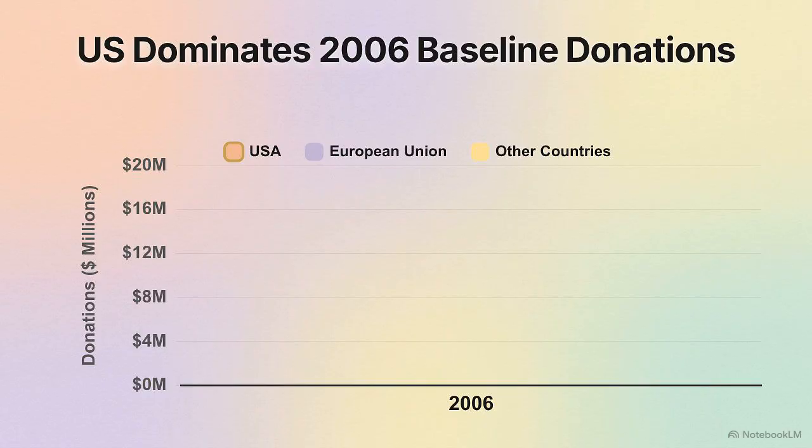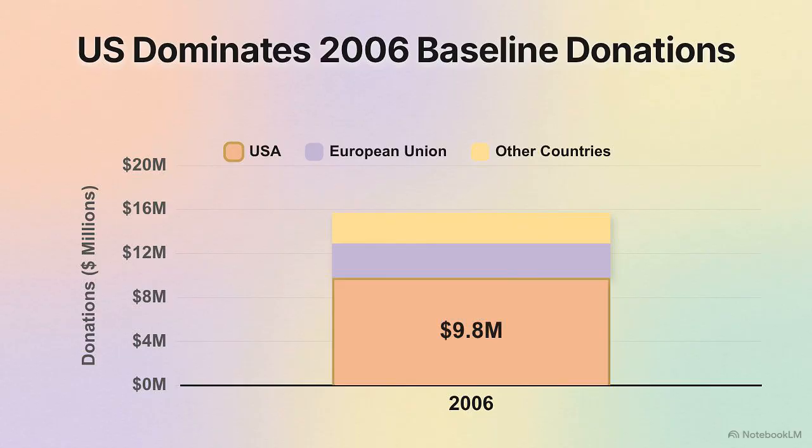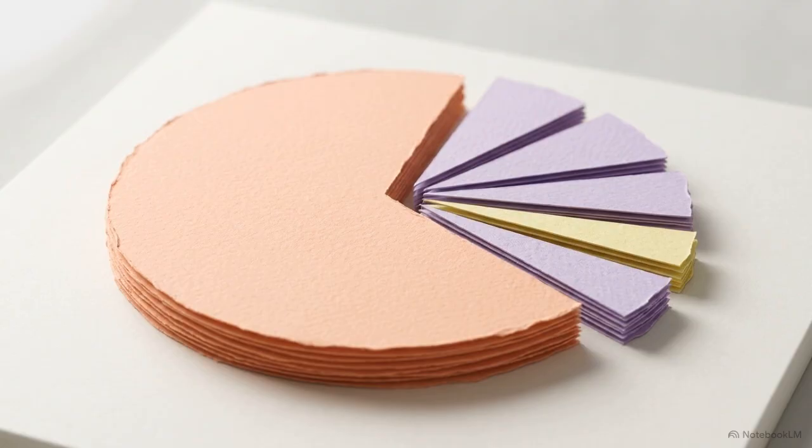This stacked bar chart represents our starting metrics for the baseline year of 2006. The total combined global donation figure for this initial year stood at exactly $15.7 million. The specific financial contribution of the U.S. accounted for $9.8 million. That single U.S. figure already secured the absolute statistical majority of the entire global total.